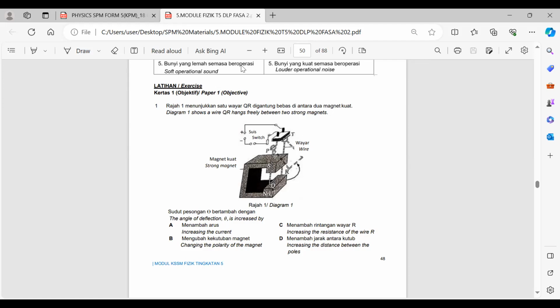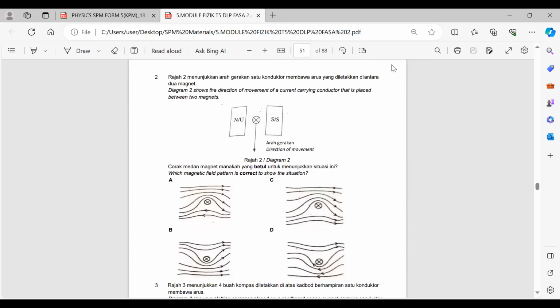Reduce the resistance. Okay, so of the wire R. Okay, so increase the distance between the pole. Reduce the distance between the pole. So then the magnetic field will be stronger. So the best answer is increasing the current. Okay, that was what we discussed. So question 2.